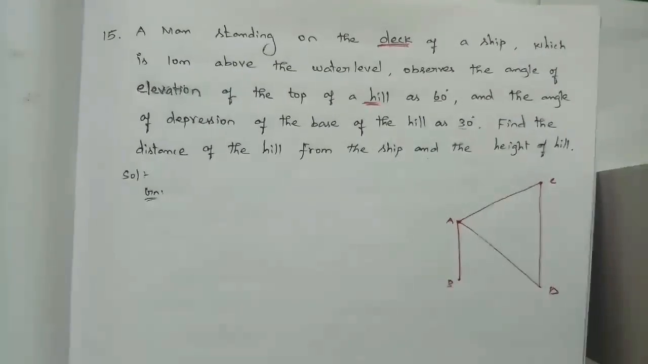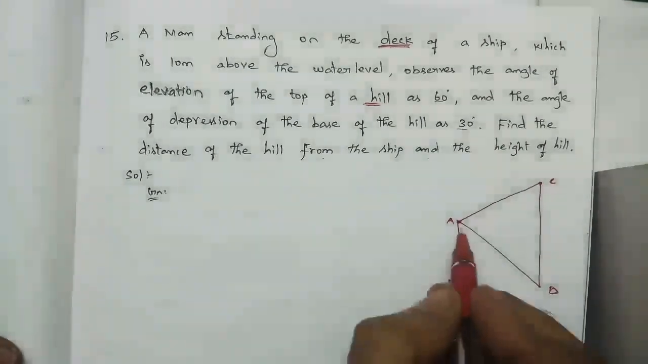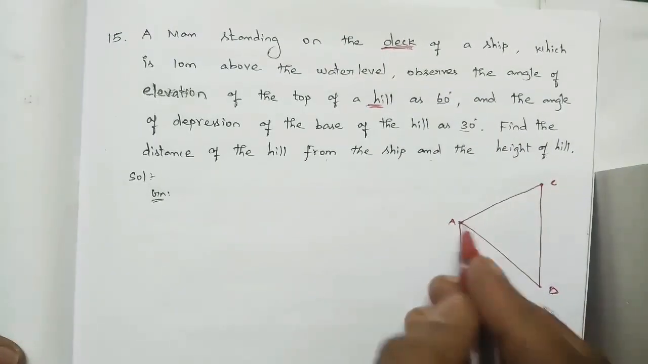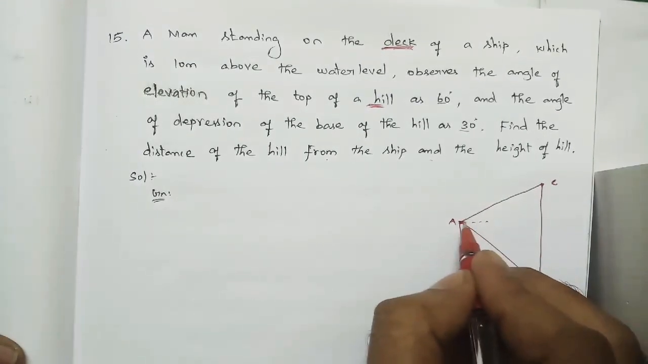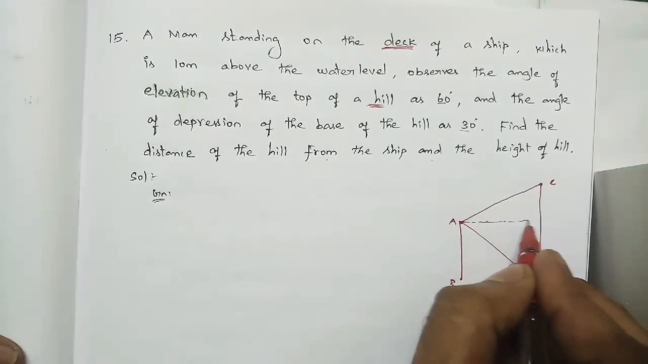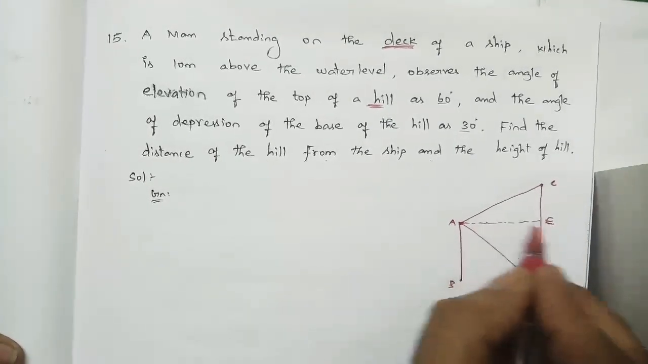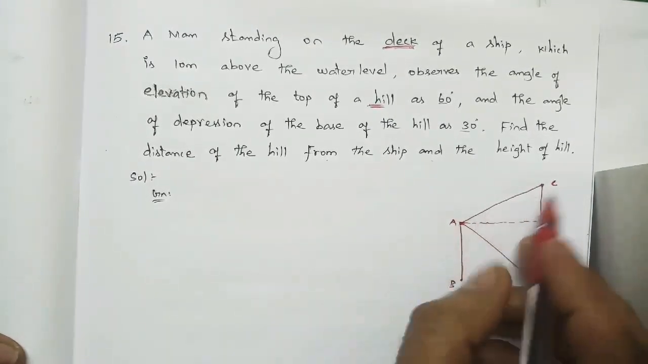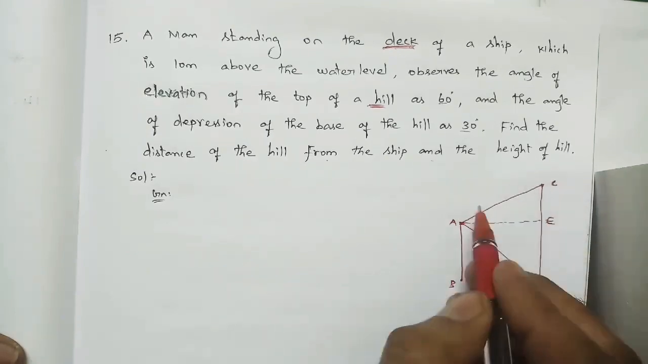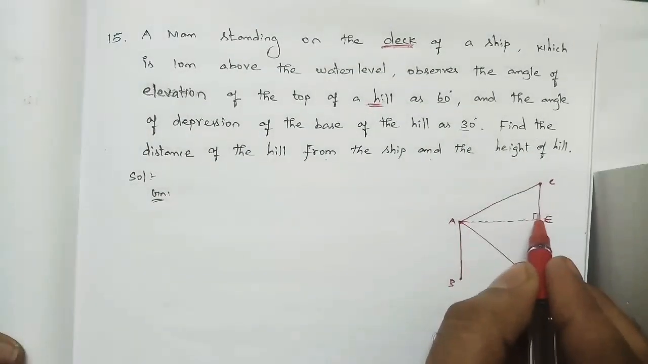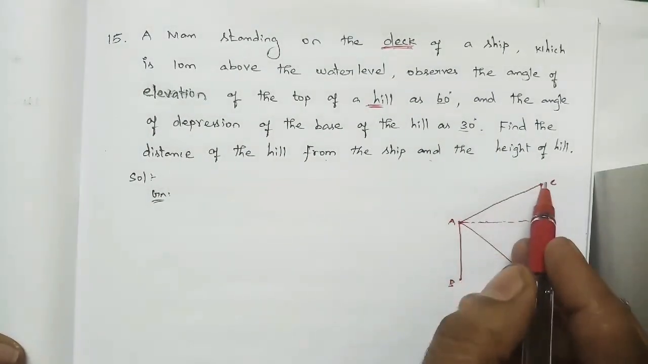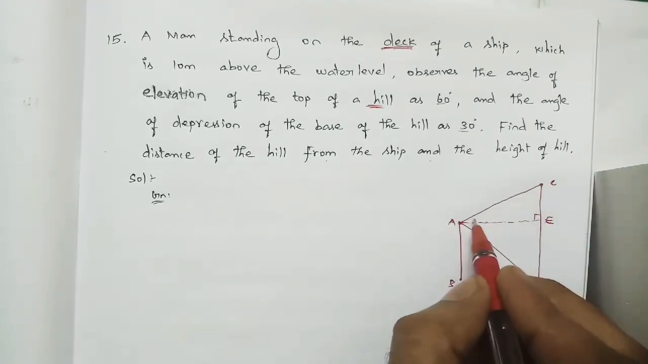So we want to draw the horizontal line. From the point A alone they are observing, so from there we want to draw a line, the horizontal line. I'm just giving the name E. So A is on the horizontal line. So AEC is a right angle triangle. From point A, they are observing at an angle of 60 degree.